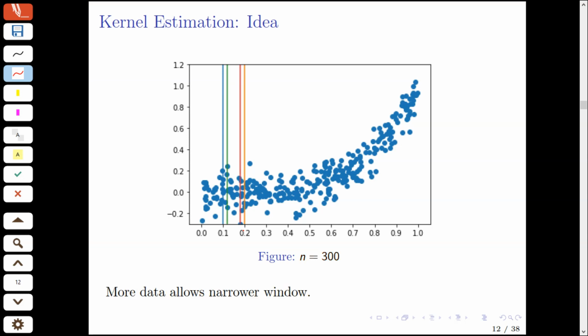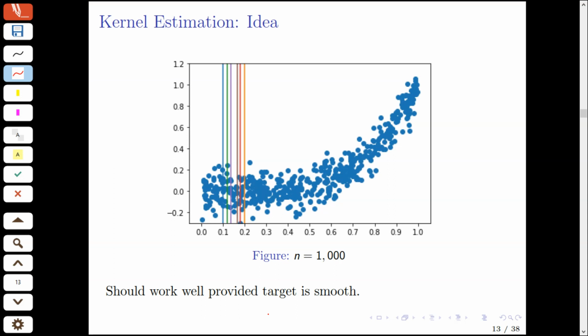Here I've added 2 additional bars to show that we might be willing to consider a smaller window of opportunity, as indicated here between the green and red vertical lines. That is, more data allows for a narrower window of opportunity. This idea is not specific to sample sizes of 100 and 300. If I were to jack up the sample size to 1,000, I may be willing to use an even smaller window of opportunity, and so forth and so on.